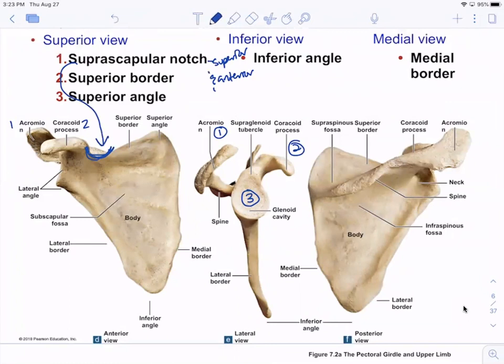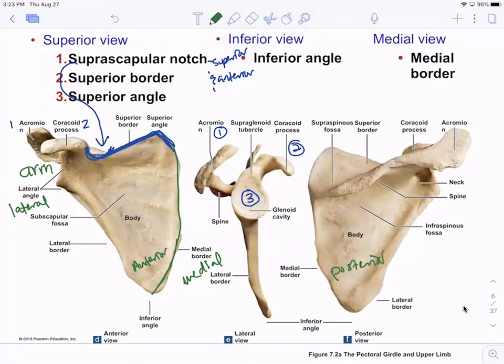Then you have borders and angles. So this is your superior border and your superior angle. Then we go to the medial border. You know that this is medial because here is where your arm is. And your arm is not medial, your arm is lateral. So the glenohumeral joint has to be lateral. So sometimes it's also good to figure out which side of the bone is medial, which side is lateral. This is anterior, and this is posterior.